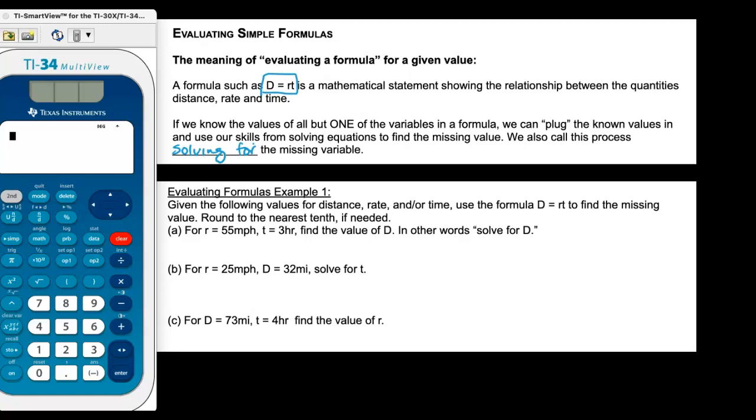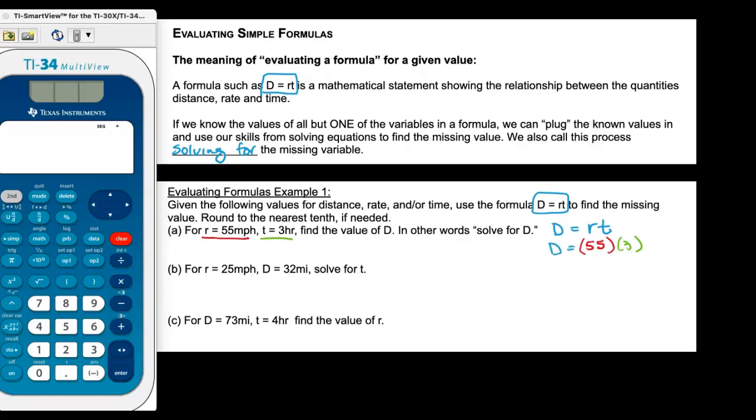And so let's look at example 1. So we're going to continue looking at distance equals rate times time, and for part A we're given some values. So I always start by writing down my formula. So distance equals rate times time, d equals RT, and then I'm going to identify what's given. So rate is 55, so I'm going to plug that in for R. Time is 3 hours, so I'm going to plug that in for time. And then we don't know what D is. So that's what I'm trying to solve for.